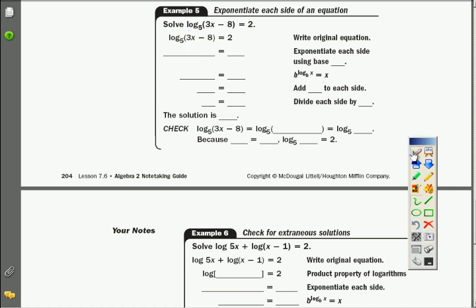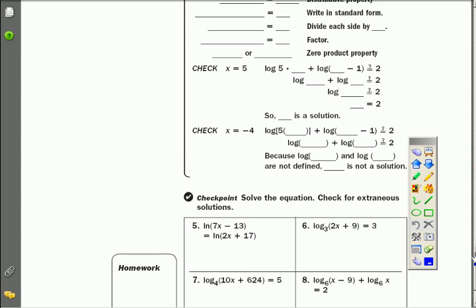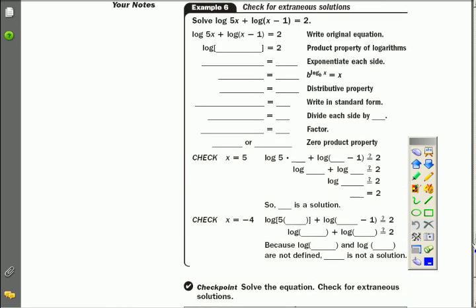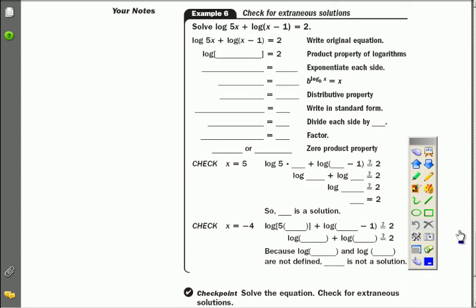All right. Take a look at another example. A lot of examples in this lesson, isn't there? We got a checkpoint coming up. This has got a lot of stuff to it. This is going to end up having an extraneous solution, or a possible extraneous solution, and we'll talk about why that is in just a moment.